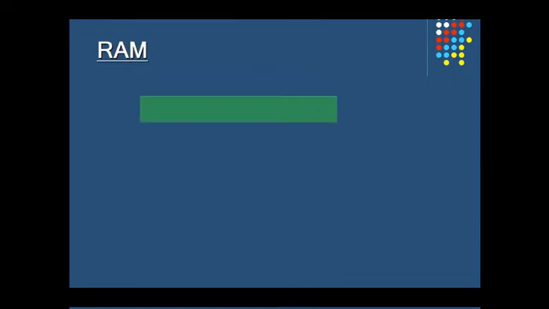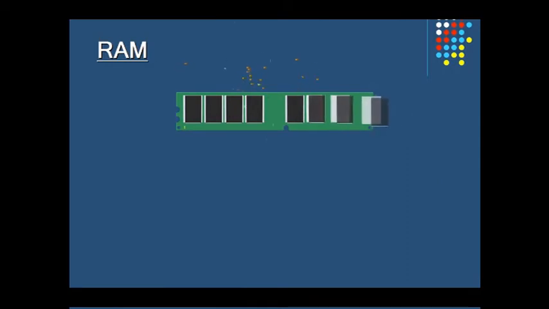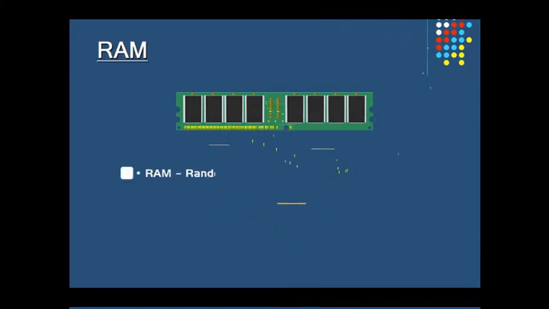Hello everyone. In this video, we're going to talk about one of the most important parts of a computer. And we're going to be talking about primary memory, or temporary storage. And this is called RAM. RAM stands for Random Access Memory.